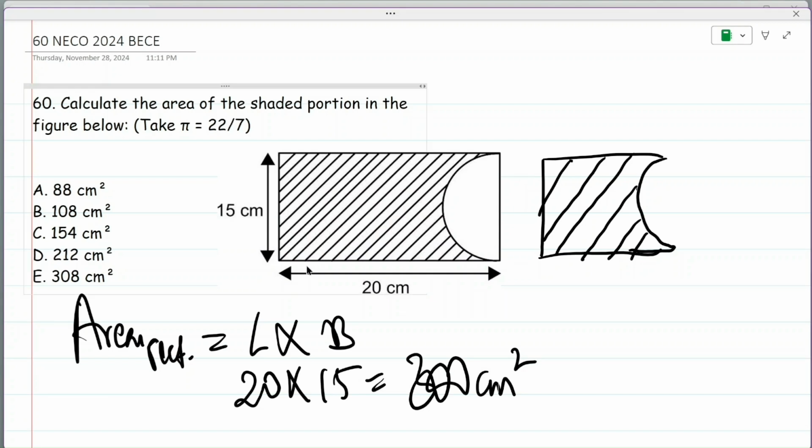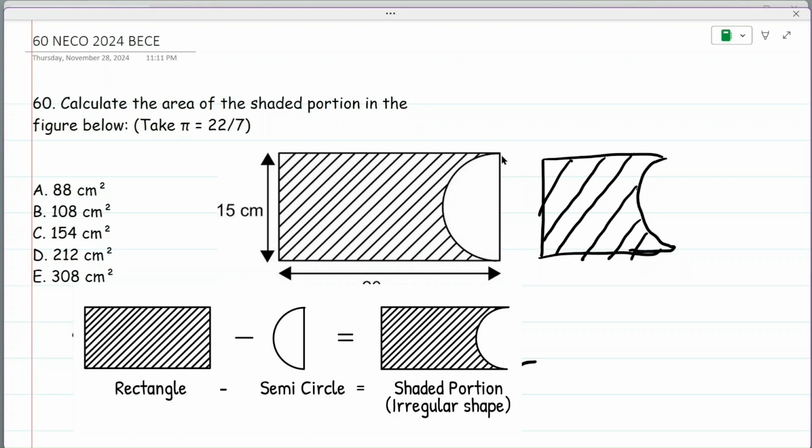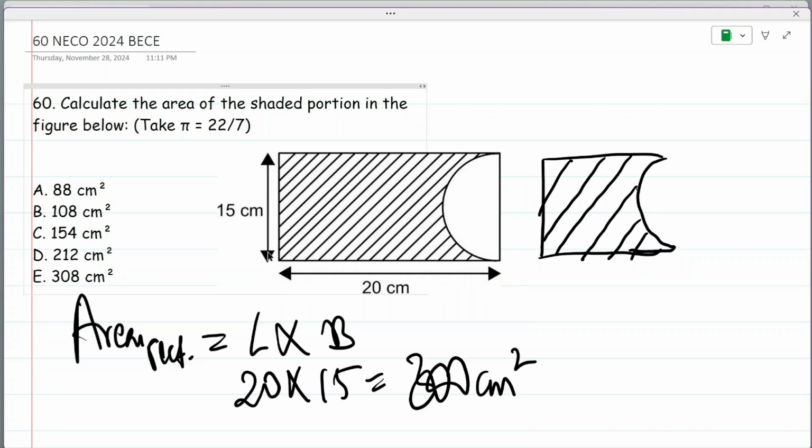Now we know the area of this rectangle, that's 15 by 20 is 300. We now need to find the area of this semicircle that is inserted into the rectangle. By finding the area of the semicircle and subtracting it from the area of the rectangle, we get the part that is left. Let's say for example, this total area is 300 and this part is cut off and is 100. If we do 300 minus 100, you get 200. That means this part is 200. Now we've gotten the area of the rectangle. We need the area of the semicircle.